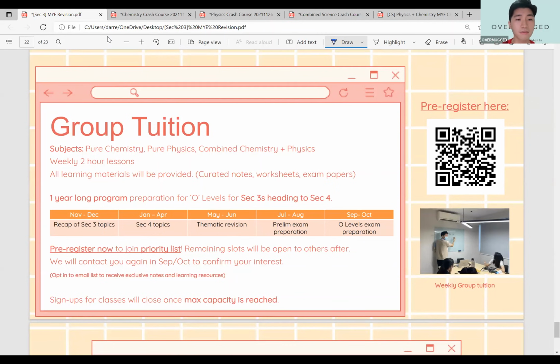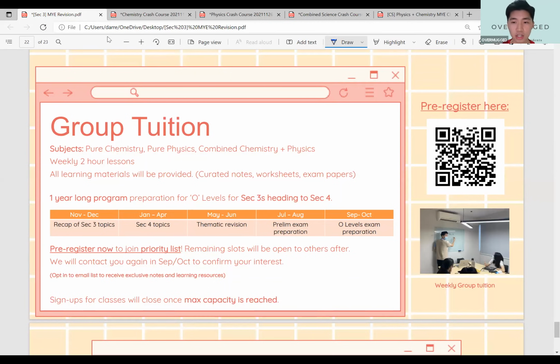In terms of the timeline, in November to December, should you join the group tuition, we'll be recapping your older Sec 3 topics, very in-depth. Every week we'll be talking about your MOE concepts, things that you learn in Sec 3. In January to April, we'll start focusing on your Sec 4 topics, usually the more difficult ones. In May to June, we'll embark on what I call the thematic revision, which means I'll be helping you join the dots and link similar chapters together and telling you about hybrid question types. In July and August, we'll be purely focusing on your Sec 4 prelim exam preparation before moving on to O-level preparation. So this is a year-long program.